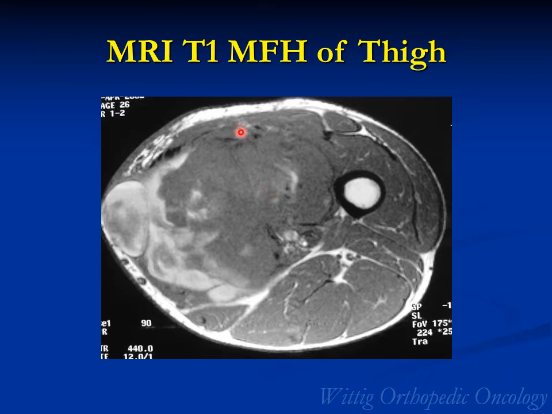Here's an MFH of the thigh along the adductor compartment. Very heterogeneous, large soft tissue mass with both high signal areas and intermediate signal areas similar to muscle.